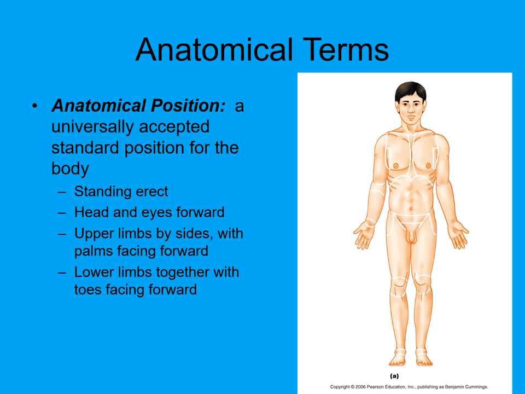First thing is the anatomical position. This is a standard universal position that the body is in, and it makes it a little bit easier to make comparisons and references to different areas. The anatomical position is considered the body standing straight up, or erect. The head and the eyes are facing forward. Your upper limbs, your arms, are down by your side with the palms facing forward. And the lower limbs, or the legs, are together with the toes also facing forward. As you can see in this picture, this individual is standing in the correct anatomical position.